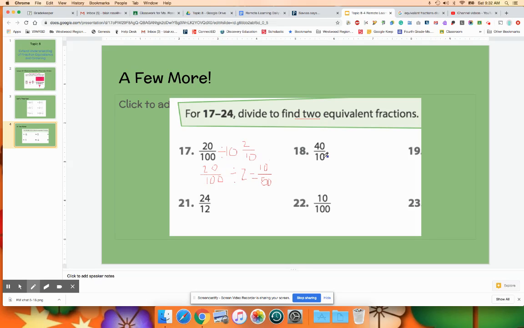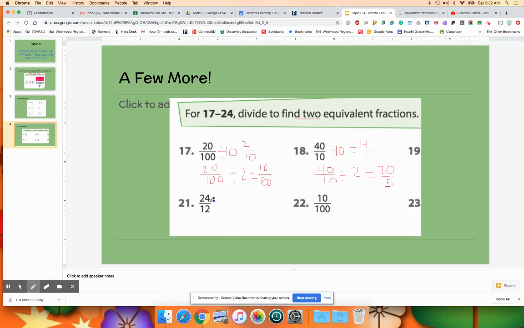Here, 40 over 10, we have a fraction greater than a whole. I know 10 is a factor of both numbers, so I'm going to divide the top and the bottom by 10. 40 divided by 10 equals 4. 10 divided by 10 equals 1. They want another one, so let me rewrite 40 over 10. I'm getting so much better at this. I know they are both even numbers, so I can divide the top and the bottom by 2. 40 divided by 2 gives you 20. 10 divided by 2 gives you 5.